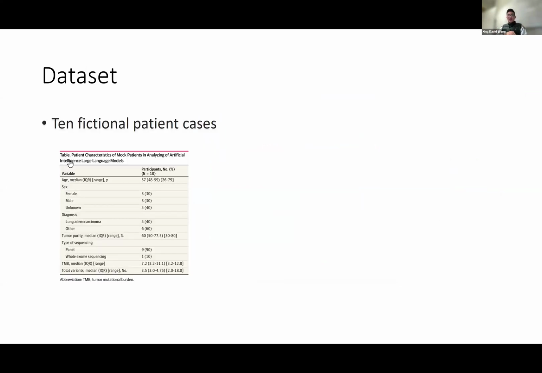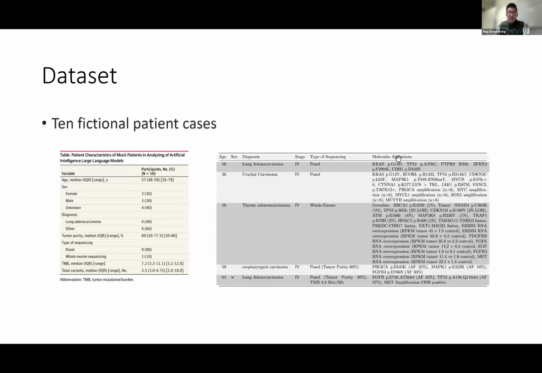To test our hypothesis, we generated 10 fictional patient cases, so that we do not feed real-world patient data into the models, in order to preserve data privacy. So we ended up with 10 fictional patients. Here you can see a small overview of them, and here are just some examples. In the first line, on the right, I've already shown you the lung adenocarcinoma patient with the alterations at hand.